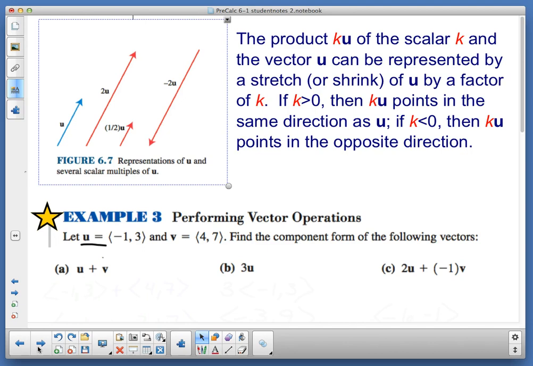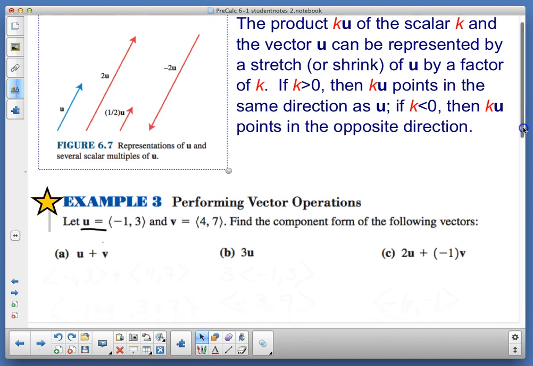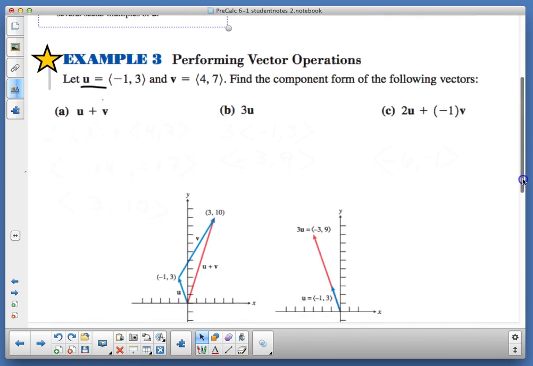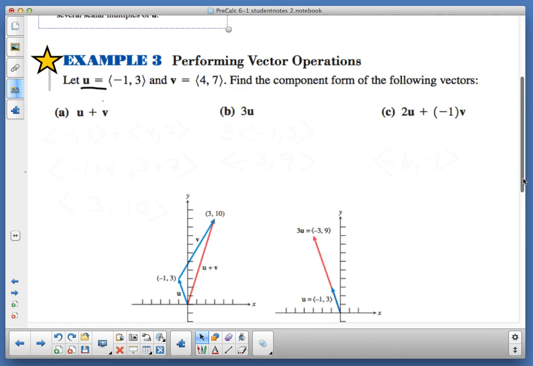Performing vector operations, that's all I'm going to ask you to do: practice adding, multiplying, and adding vectors. Go ahead. It's your turn.